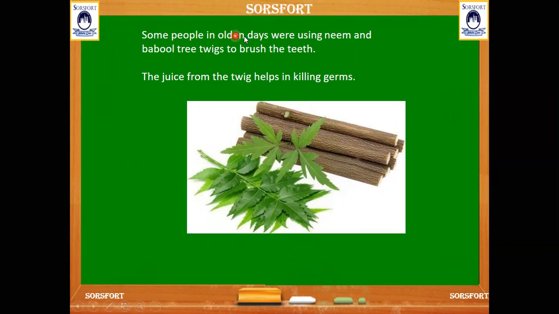In the olden days they were using neem and babul tree twigs. Here we can see neem twigs. Those were used for brushing teeth also, and the juice from those twigs helped in killing the germs.